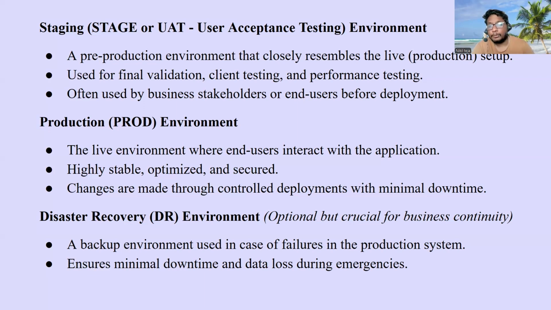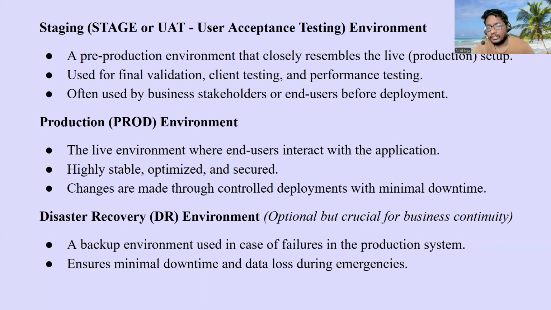Changes are made through controlled deployments with minimal downtime. That is nothing but versions. Changes are made and released with the help of versions. Next is the disaster recovery environment. This is not mandatory, it is optional, but crucial for business continuity. It is a backup environment used in case of failures in the production system. If any failure happens in the production system, it is a backup environment. It ensures minimal downtime and data loss during emergencies.